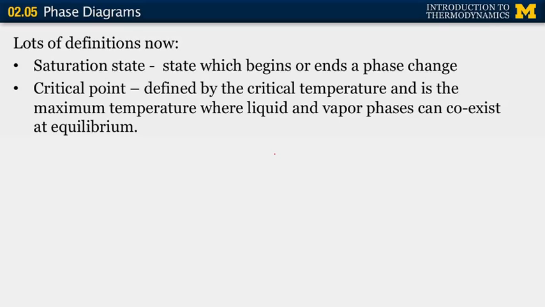The critical point is defined by the critical temperature, and it is the maximum temperature where liquid and vapor can coexist at equilibrium. So again, these are some concepts that may be new to you. But when a system undergoes phase change, you will have both states present, a liquid and a vapor in the case of evaporation or condensation. Sublimation, you'll have a solid and a gas phase simultaneously present, etc.